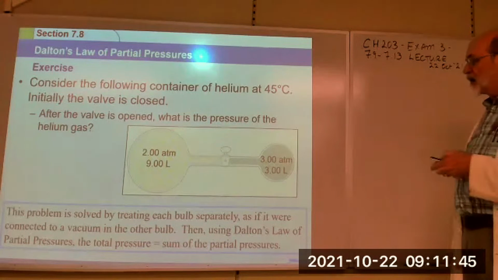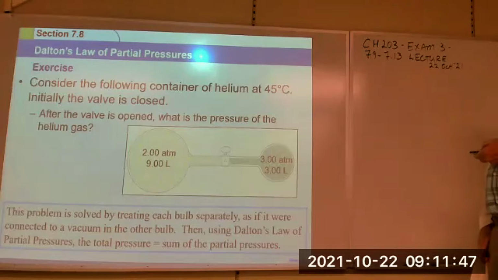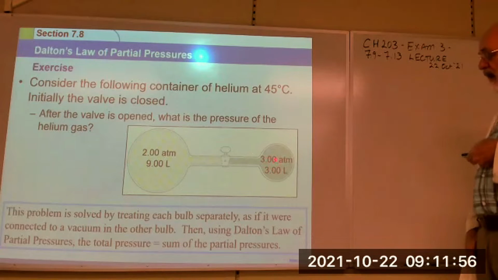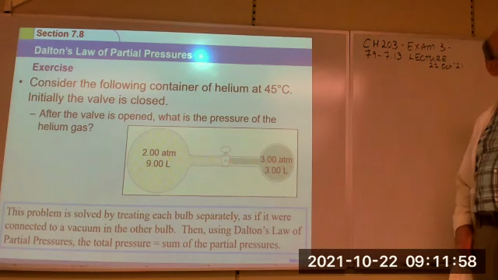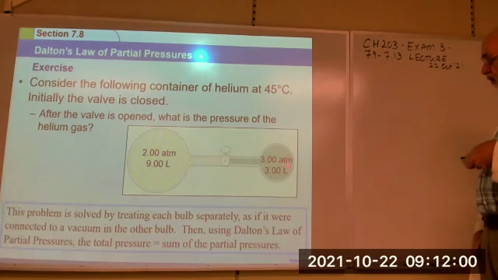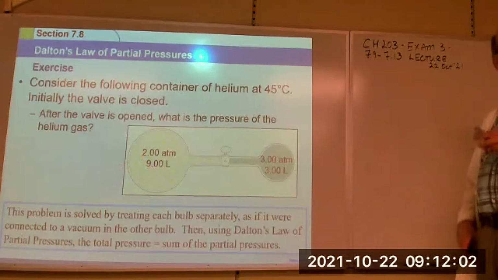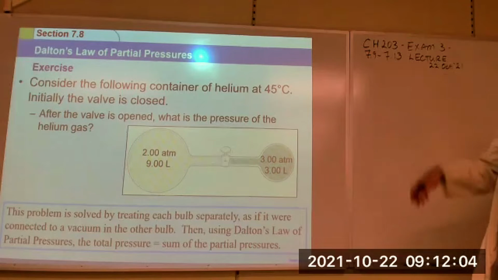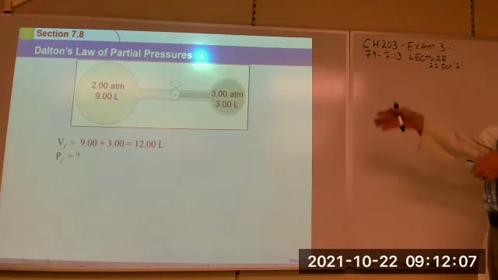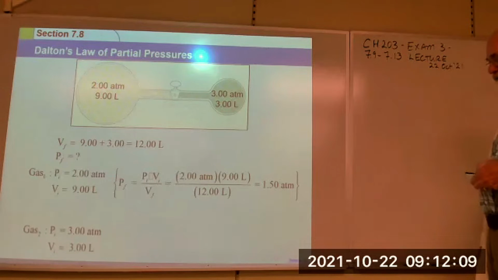Right? You've got to treat it as if it's two separate problems. This one is being sucked into a vacuum on one side, and then this one you treat as being sucked into a vacuum. You calculate the pressure due to this one, and then calculate the pressure due to that one, then you add them together. And that's how we solve that problem. And that's what all these calculations are for.